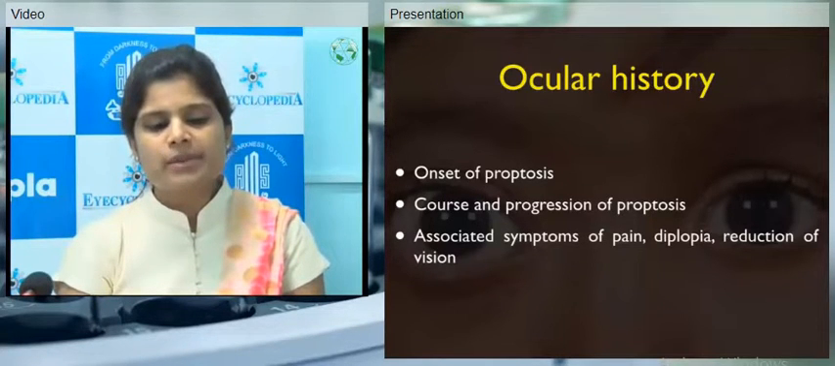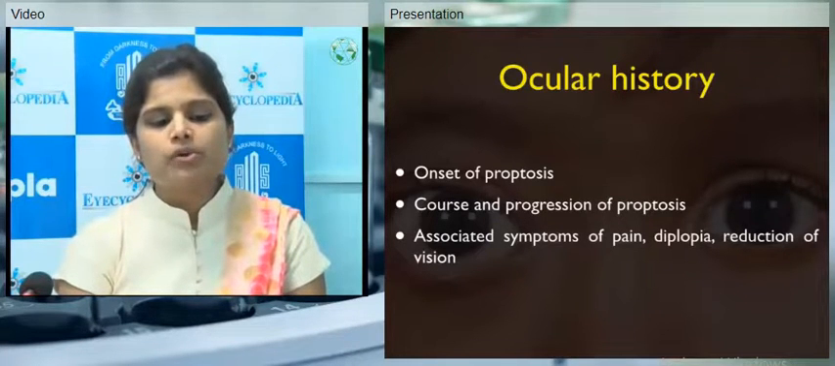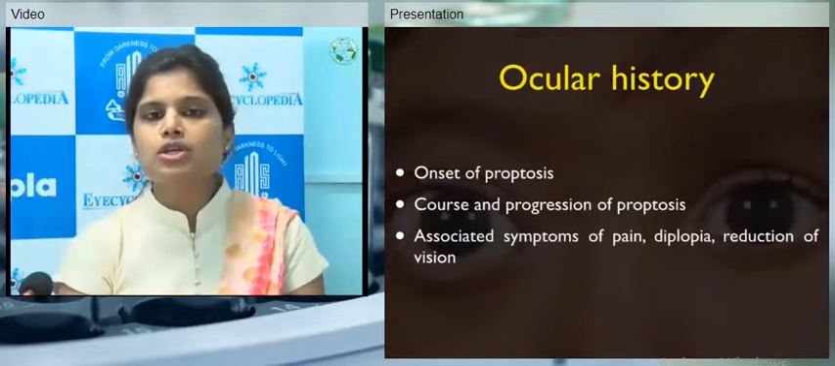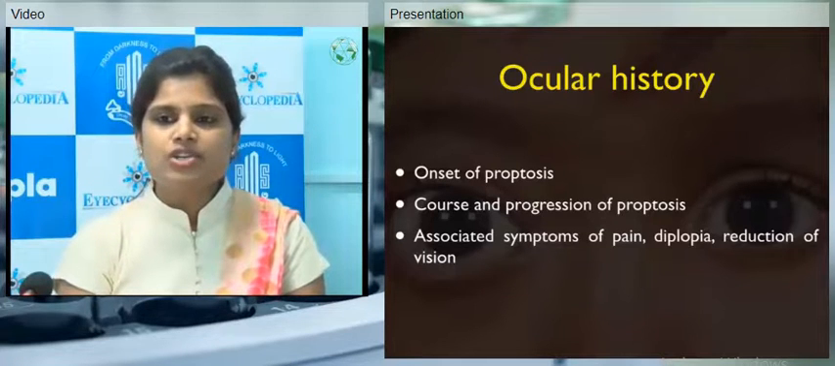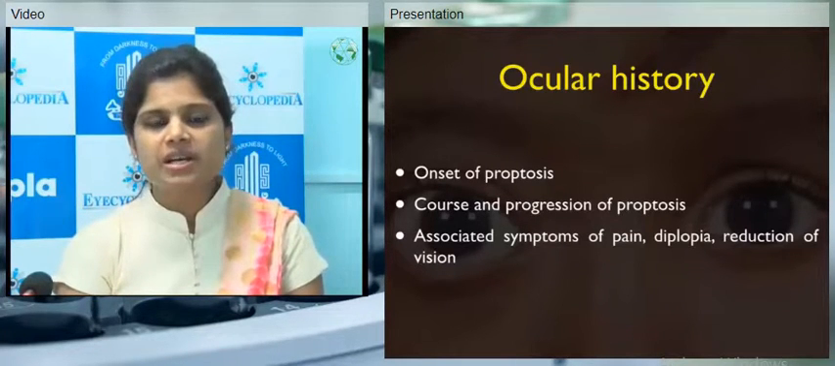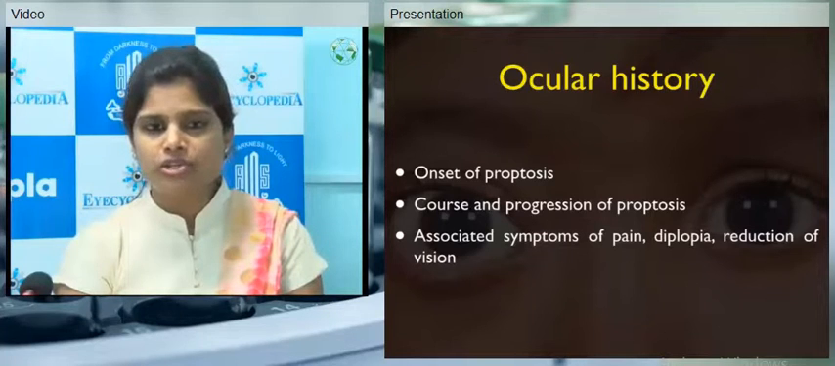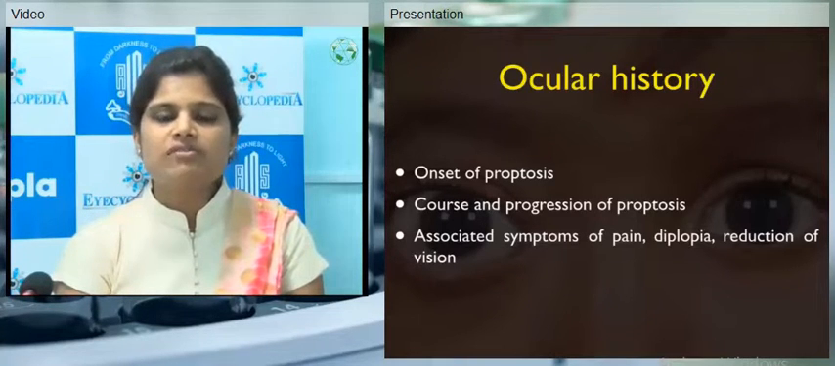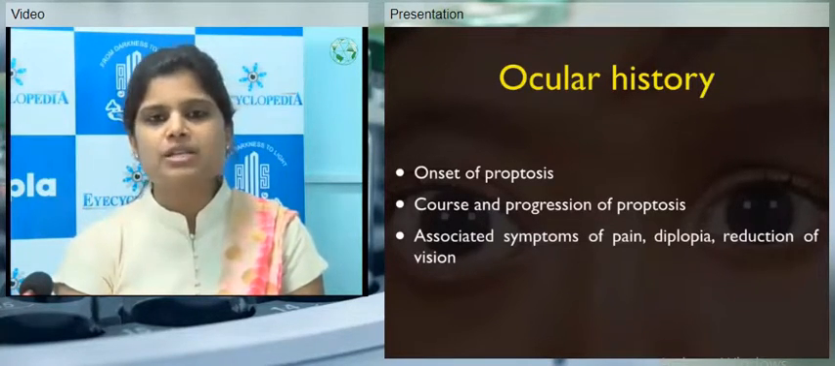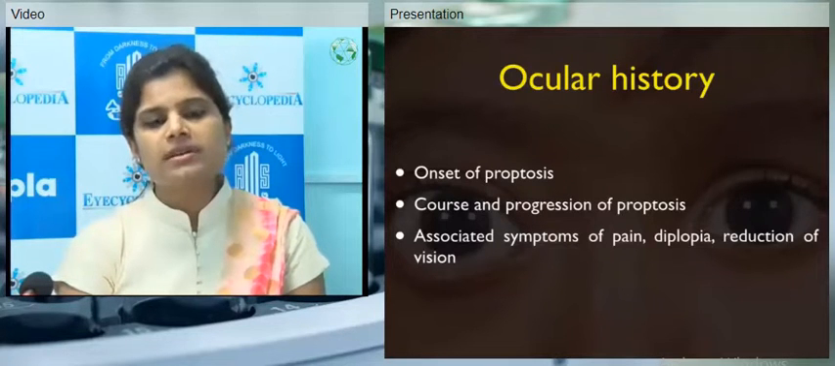So that history again becomes important. Then the next is reduction of vision. Now reduction of vision, again, it gives us a clue that either the lesion is involving the optic nerve, which is why there is reduction of vision, or it is some lesion which is compressing the optic nerve, which is causing the reduction of vision.